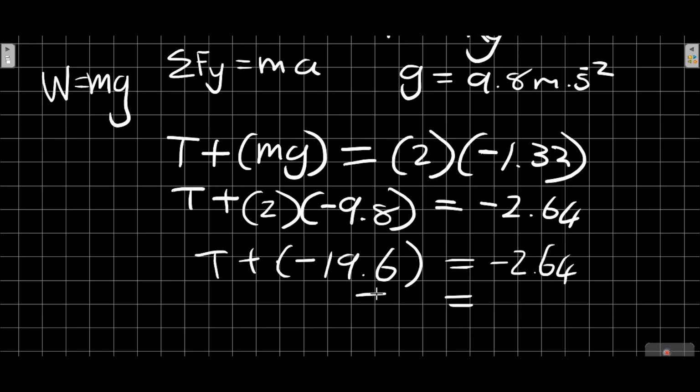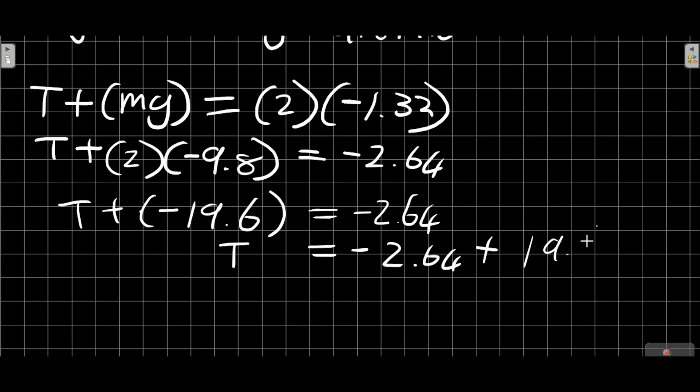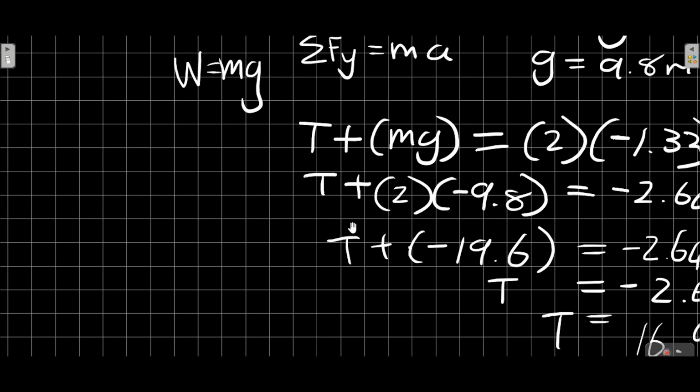So our T, if we bring this to that side, we'll be adding it. So let's just do it in full. 2.64 plus 19.6. We get 16.96 newtons. So that's our value for tension, 16.96.